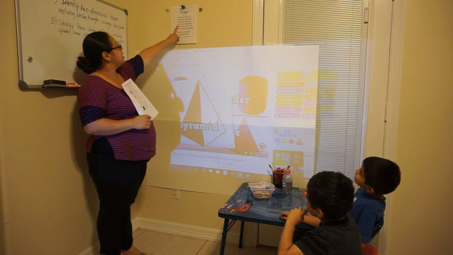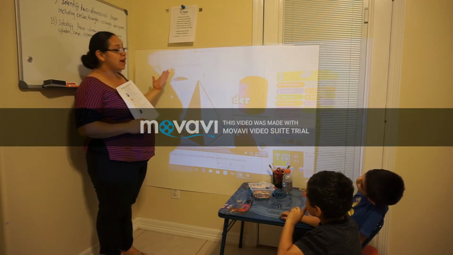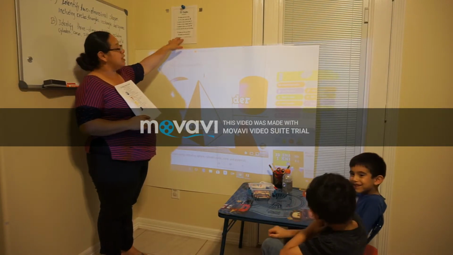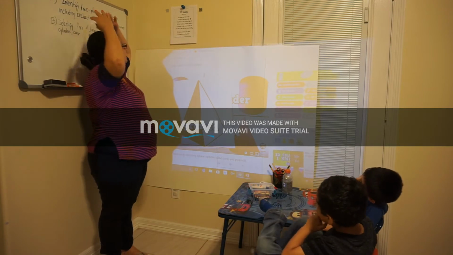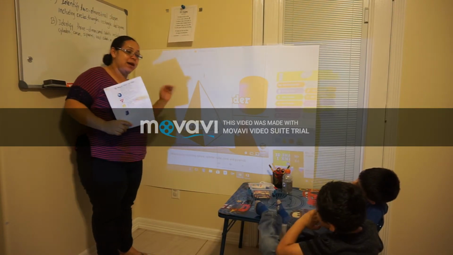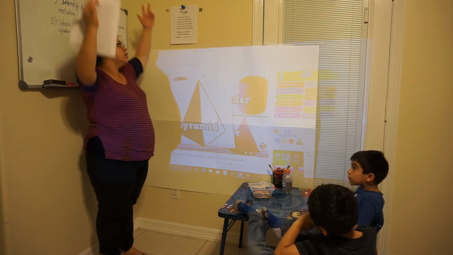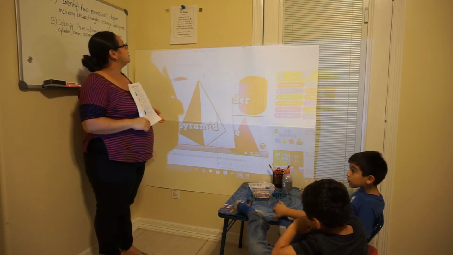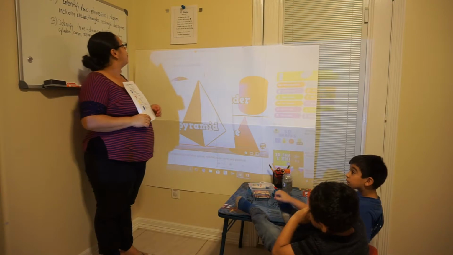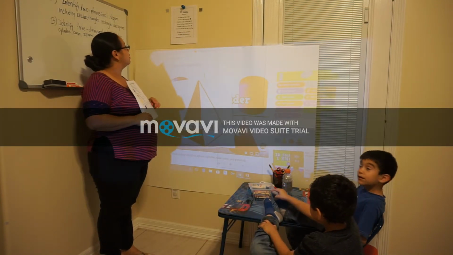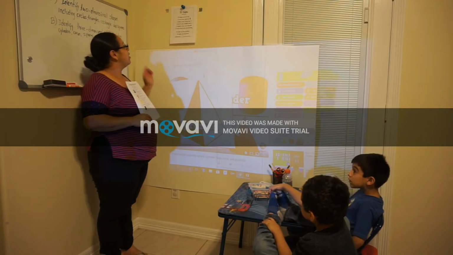3D shapes are fat, they're not flat. A cone is like a party hat. A sphere is like a bouncy ball. A prism is like a building tall. A cylinder is like a can of pop. A cube is like a dice you drop. 3D shapes here and there.